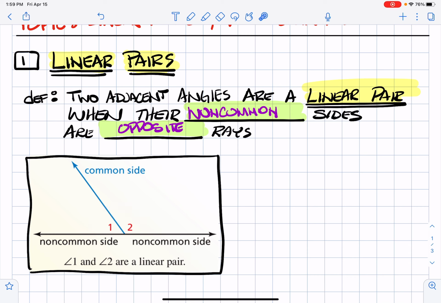Another way to think about this is to look for a line, and then look for a ray that breaks up that line, so angle 1 and 2. That's kind of how I do it, but the true definition is as stated above, okay? So that's what we'll be working with for this part, along with vertical angles. There's everything you need for box 1.